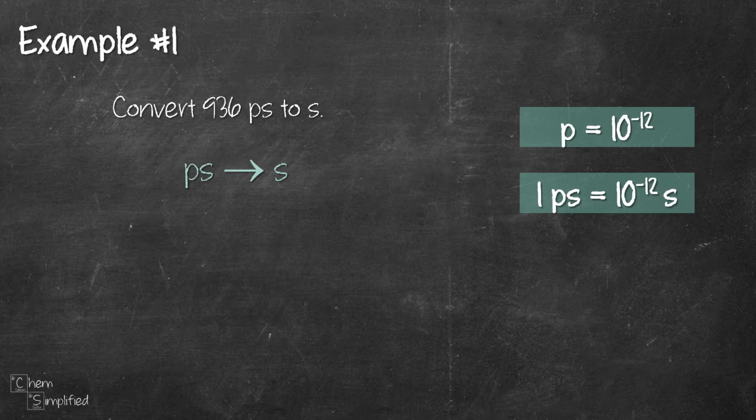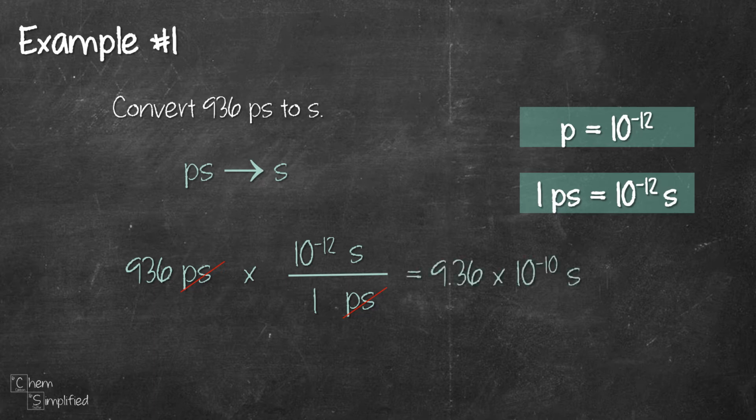Start with what is given, which is 936 picosecond. Multiply, draw a line across, place the unit that you want to get rid of at the bottom, which is picosecond, and then place the unit that you want, which is second, on the top. Picosecond will cancel each other off, and then after that we place in the values. From our conversion factor, we have 1 in front of picosecond, 10 to the negative 12 in front of s. So we do the math. 936 times 10 to the power of negative 12 divided by 1. That will give us 9.36 times 10 to the power of negative 10 seconds.